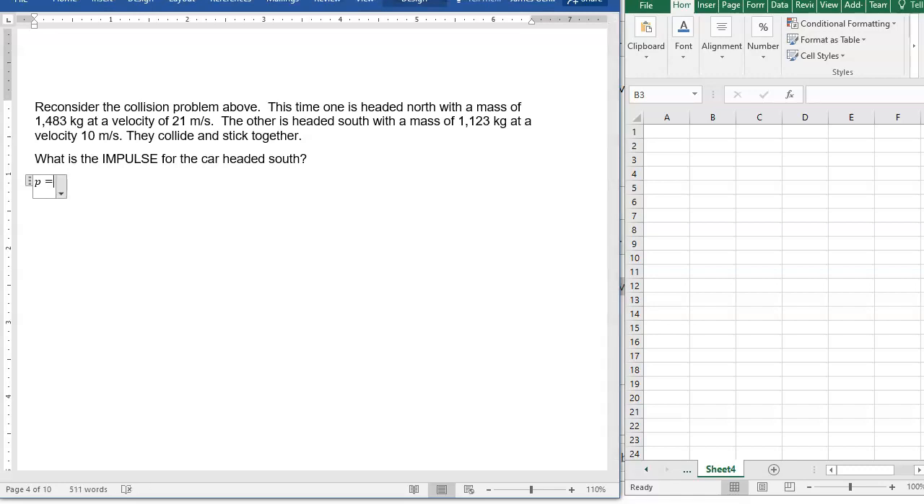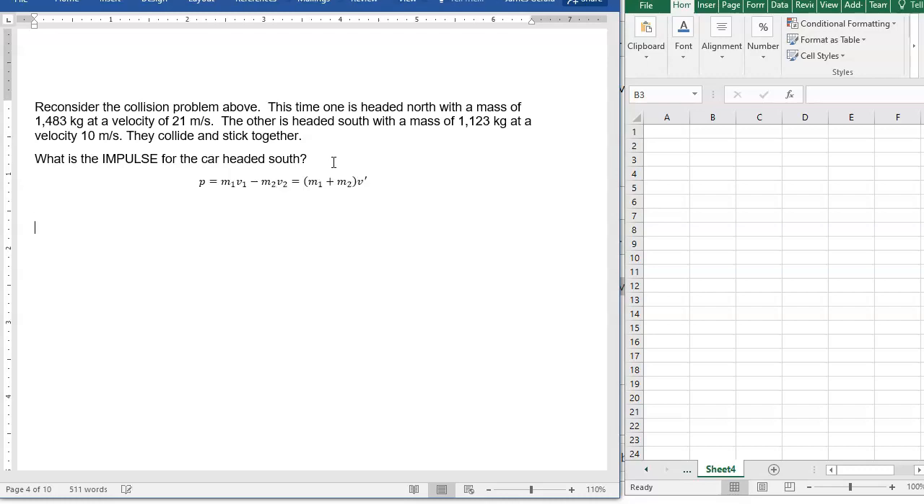Now, again, north is our positive direction. And so M1 V1, our total momentum before the collision, minus M2 V2, because M2 is headed south, equals, now after the collision, M1 plus M2 times some velocity we don't know yet, V prime. And it's M1 plus M2 because they're stuck together now, and they're moving as one object.